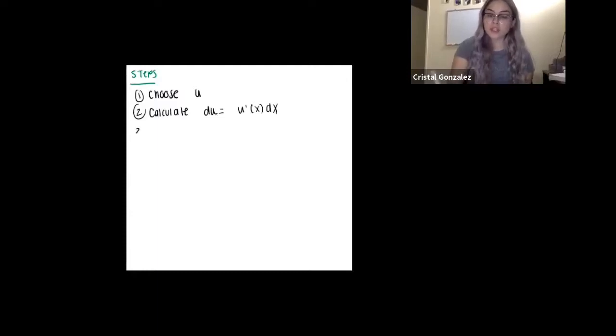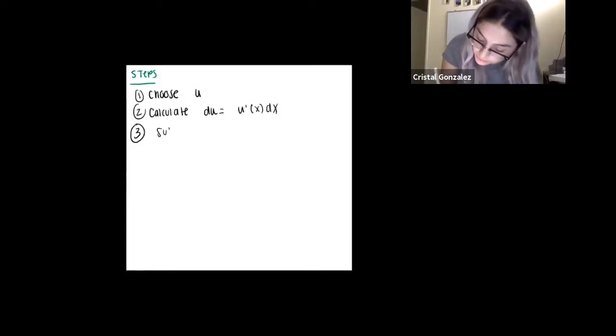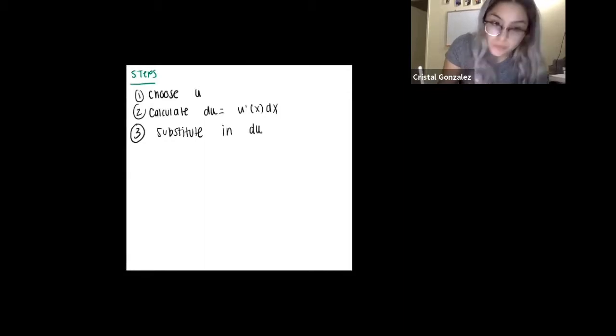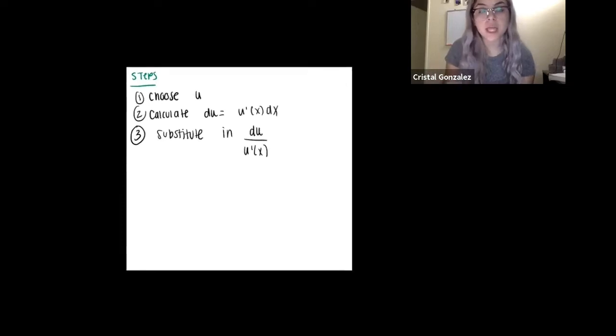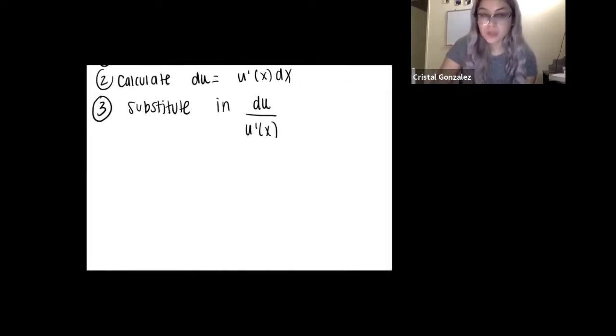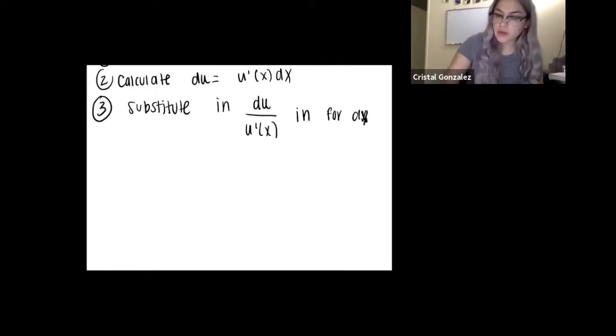And then your next step is to substitute, of course, because that's the whole reason we're doing u sub: to substitute back into that integral so that we can have a simpler function to integrate. So we're going to substitute in du over u prime of x. You didn't really see this yet. That notation might be a little bit funny, but when we do examples, it'll make more sense. So in for dx, that's a dx.